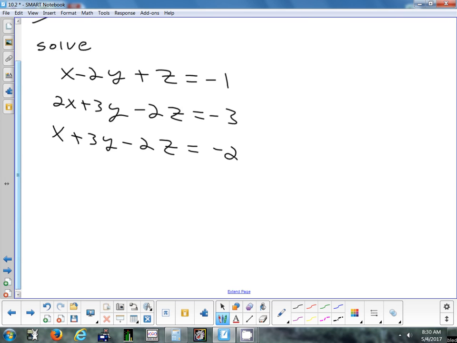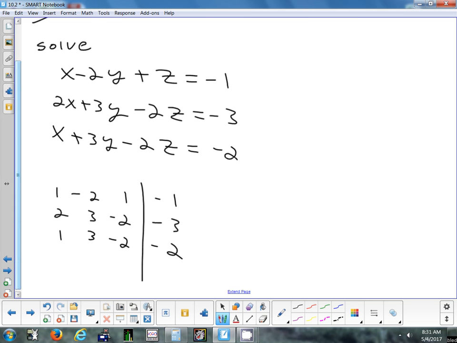So what would be my first row in the matrix? 1, -2, 1. We'll just put a line that'll separate the number that's on the other side. -1. Next row. 3, and third row. 3, -2, -2. So we can't forget about this last column. Whatever you do to the first part, the coefficient matrix, you've got to do to this part too. You've got to treat everything the same.